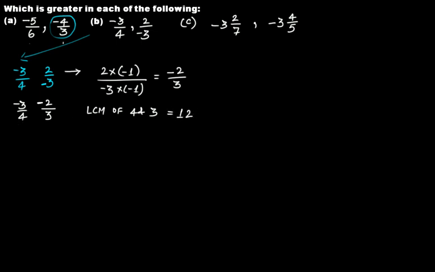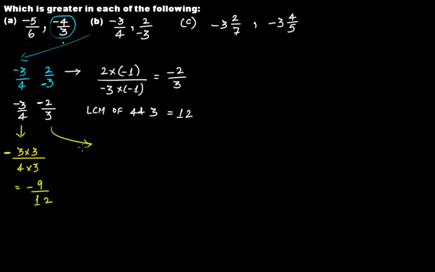Now change this rational number into its equivalent rational number having denominator as 12. What number should we multiply 4 with so that we get 12 in the denominator? Clearly by 3. So since we have multiplied the denominator with 3, we have to multiply the numerator also with 3 and keep this minus sign here. You get minus 9 over 12.